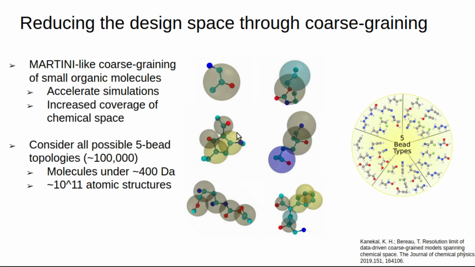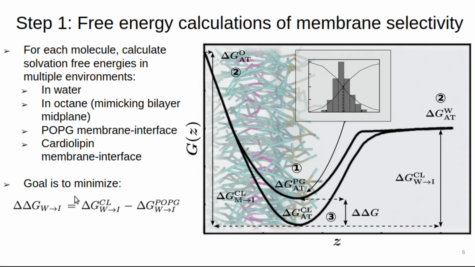Specifically, if we consider all different coarse-grained topologies with up to 5 different beads, so this corresponds to around 100,000 different topologies, this actually maps back to all molecules that are under around 400 Daltons or up to 10 to the 11 different unique atomic structures by only considering a coarse-grained design space of around 100,000 molecules. I'll now go on to describe each step in our active learning pipeline.